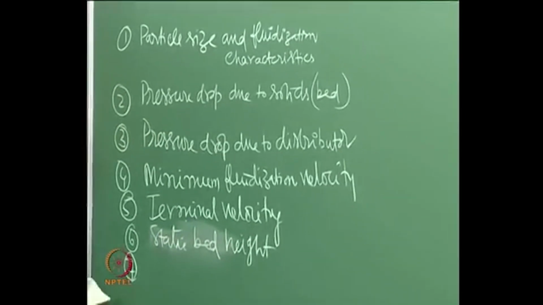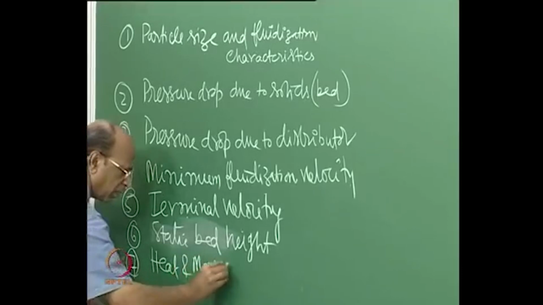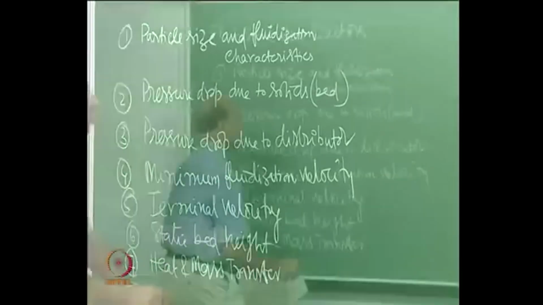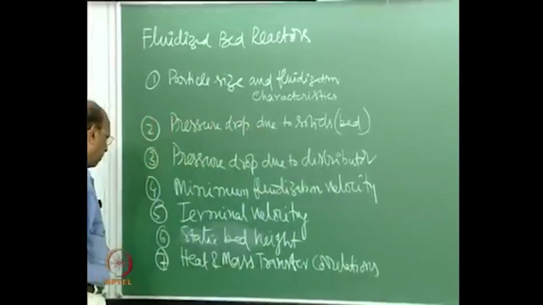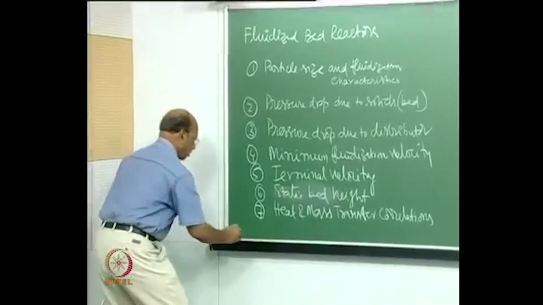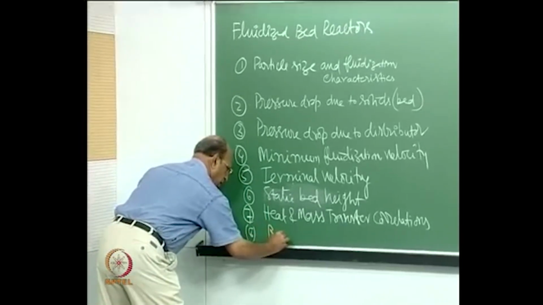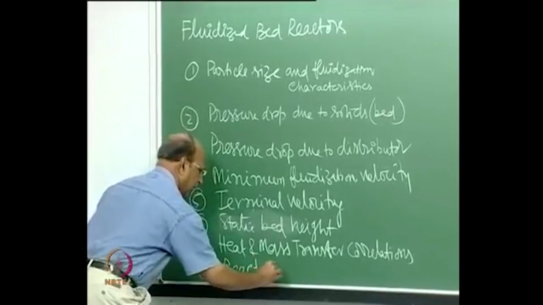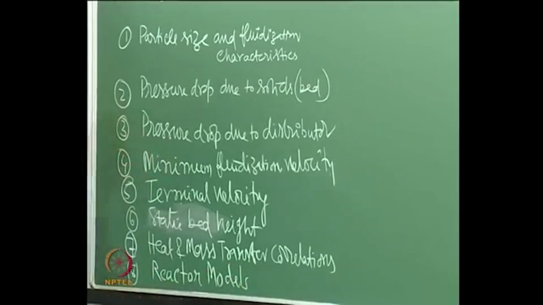Seven, heat and mass transfer correlations. Yeah, the last one, 8, is, oh my God, difficult to write. Reactor models. Yeah, reactor models.